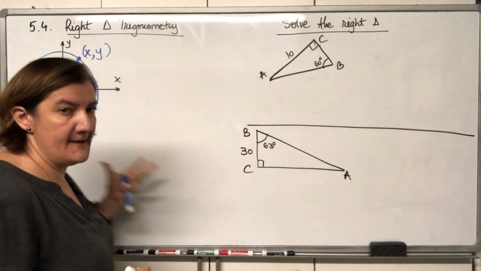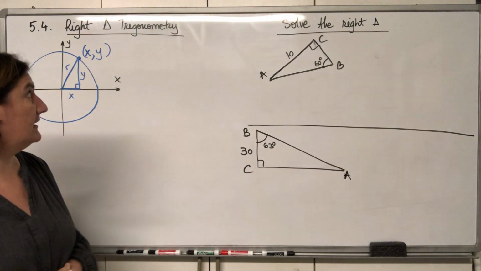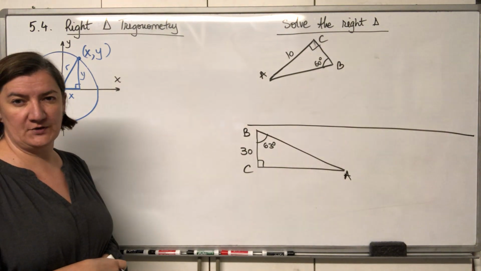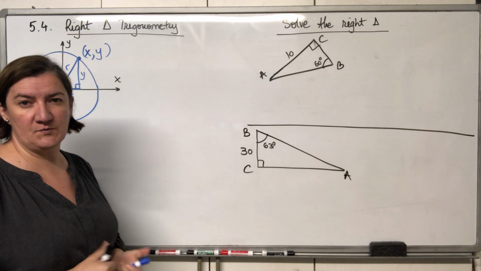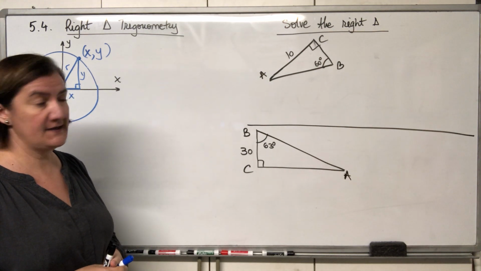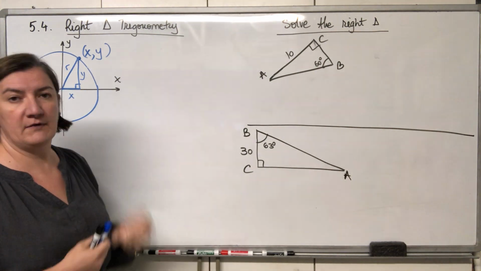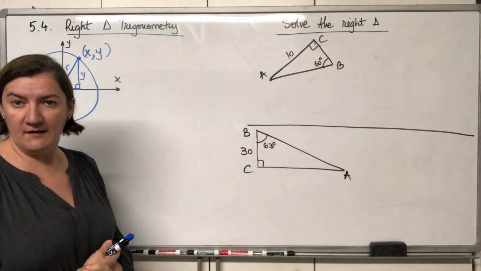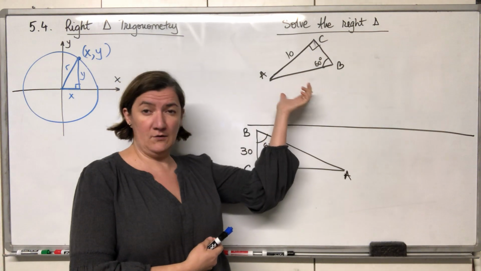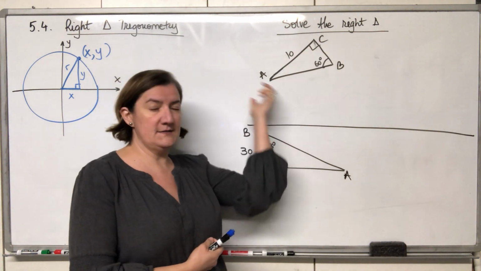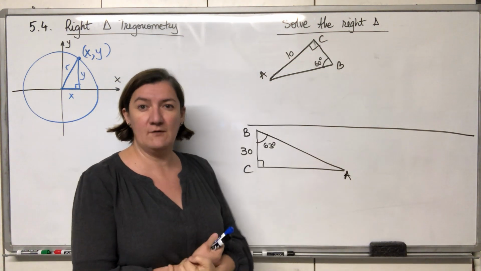All right, class. Let's talk about section 5.4, right triangle trigonometry. Most of you, this is what your first experience was with trigonometric functions. You started with a right triangle and tried to solve it. What does it mean to solve a triangle? Find missing angles and sides. So I might need to find this side or that side or this angle.